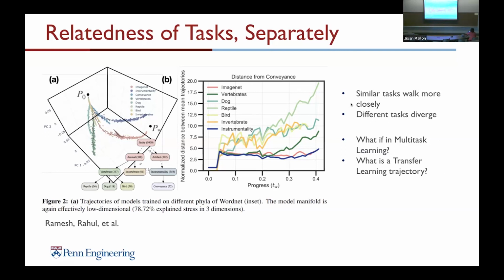So we were wondering, what if we put this setting in multitask learning? What if we learn all the tasks jointly? Will they still behave the same way and have similar trajectories? Based on that, we want to investigate what a transfer learning trajectory is, and whether we can use the previous task trajectories and project to the new task as a transfer learning.